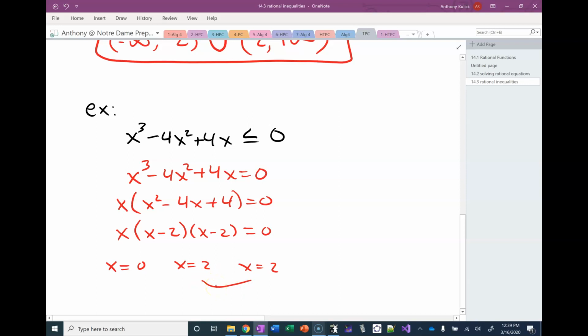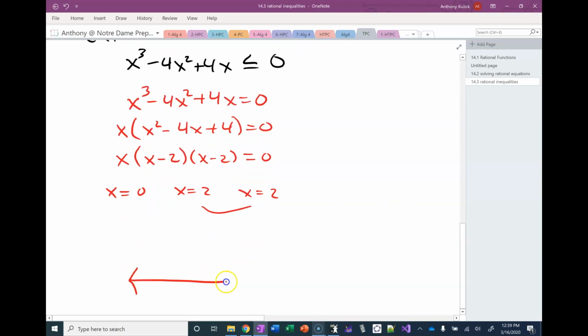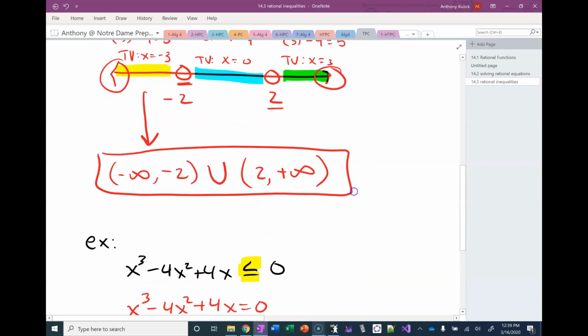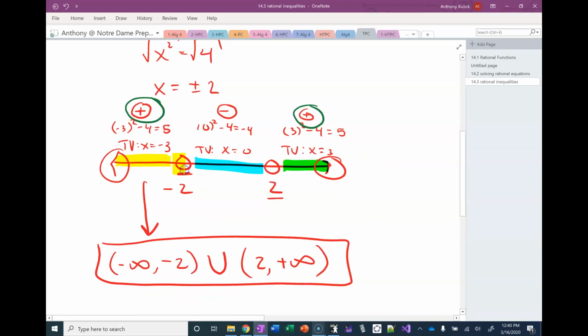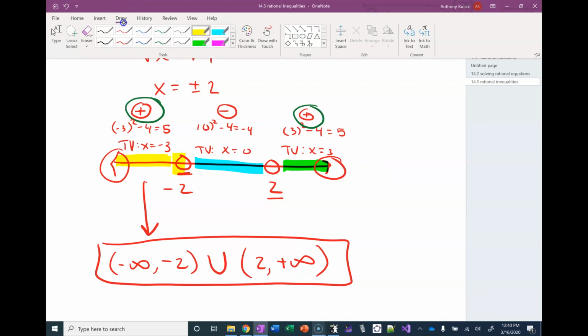Notice that these two factors are the same. So I'm going to draw my number line. I'm going to have a filled-in circle at 0 and a filled-in circle at 2. Why am I having a filled-in circle here versus an open circle before? Here my inequality is an or-equal-to. Remember, when we draw things on the number line, an or-equal-to gets a filled-in circle, as opposed to the previous problem where we had a strict greater than, which gets an open circle.